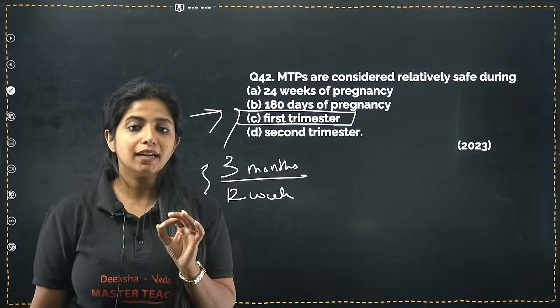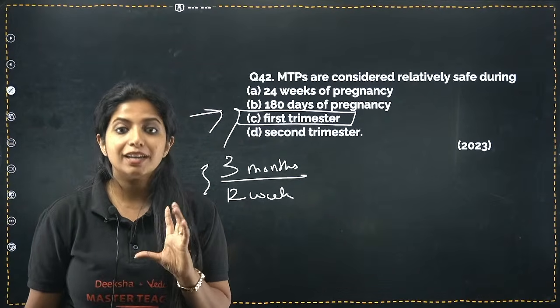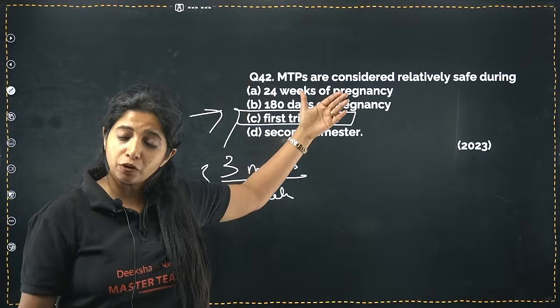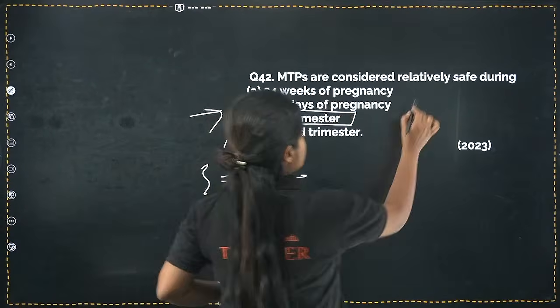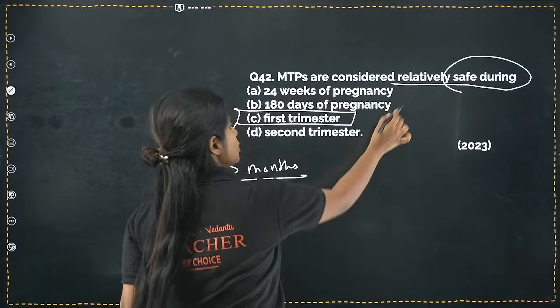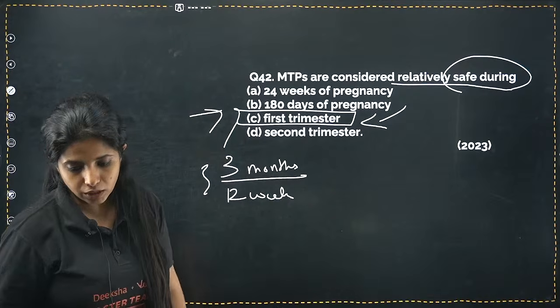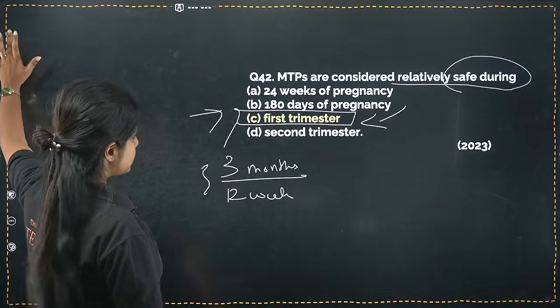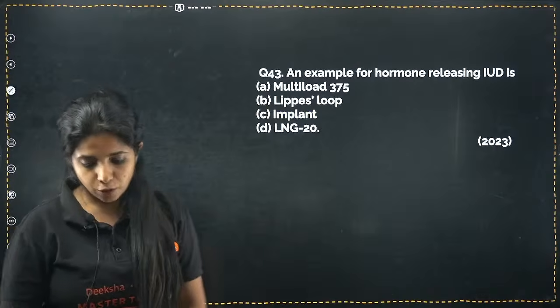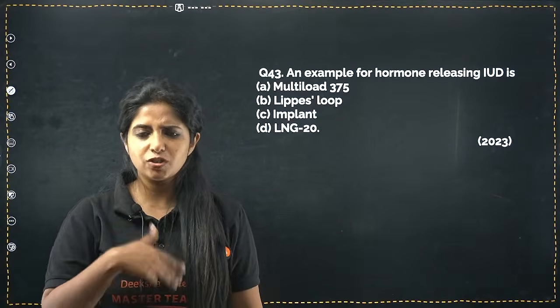But the problem is that it's not safe. Okay, it is not safe. So it can be done up to 24 weeks of pregnancy, but that is not the question. Your question is, it is relatively safe during what period? So up to the first trimester, it is going to be considered relatively safe. Now, I hope that question is clear. Since it is an easy question, I am moving ahead.